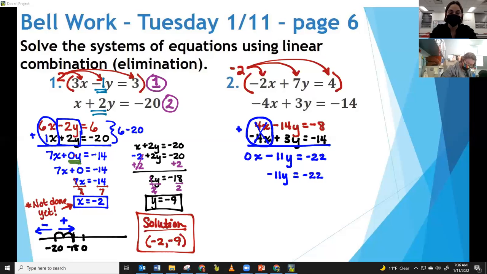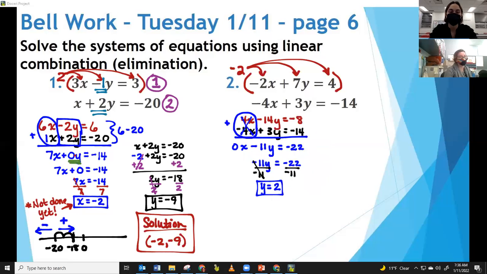When I divide both sides by negative 11, negative divided by negative is going to give me a positive there. And that means y is what? Y is 2. Am I done? Is that my final answer and I can be finished and we can move on? Nope, not yet.